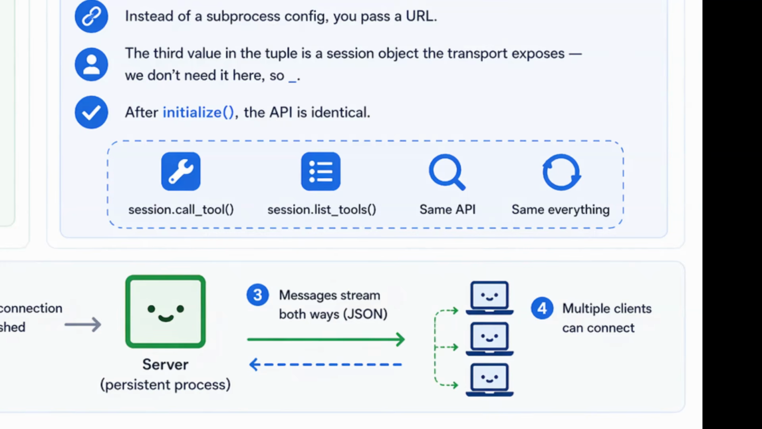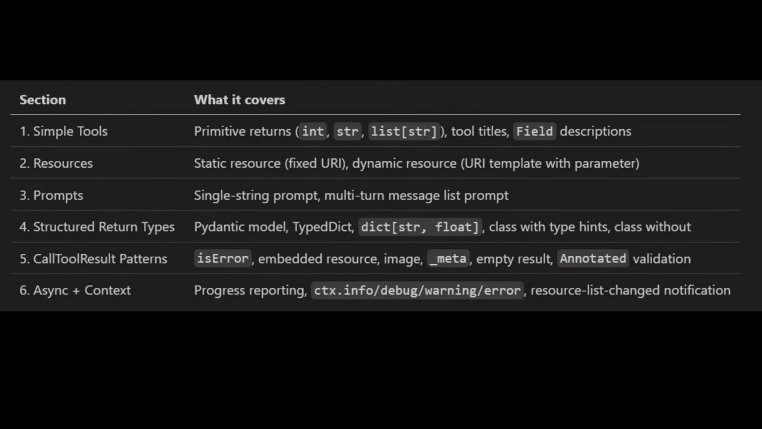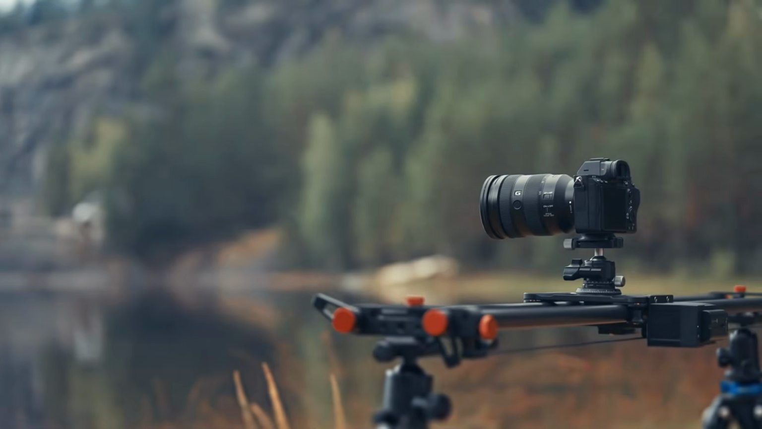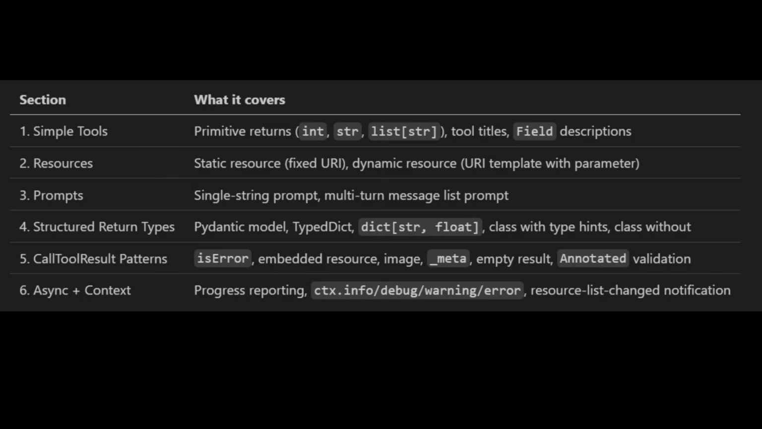Same session.call_tool, same session.list_tools, same everything. The client body is 6 sections. They are the same in both transport versions. This is the point. Transport is set up. Once you have a session, you forget about it. We go simplest to most complex.